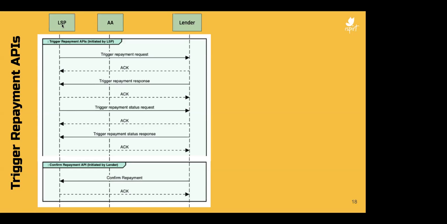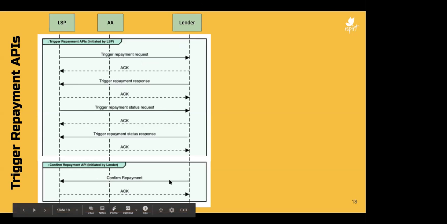On the other end, if the customer goes to the LSP app and tells them, I have gotten the requisite funds right now, please collect the loan back, the LSP will trigger a repayment request to the lender. The lender will initiate a direct debit using the payment rails and payment ecosystem to collect back the funds. The LSP can call a status API to check with the lender whether it was successful or not. And the lender on its end will call confirm repayment whenever the payment is successfully done.